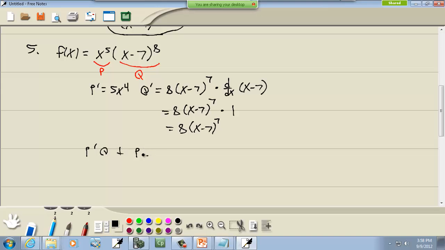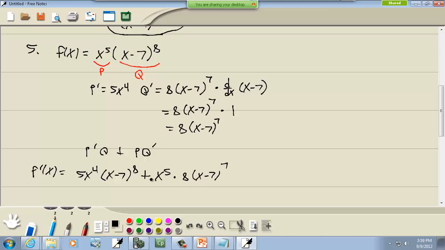Well, our product rule, we got p prime q plus pq prime. P prime is 5x to the 4th times q, which is (x minus 7) to the 8th, plus p, which is x to the 5th, times q prime, which is 8 (x minus 7) to the 7th. Now let me double check that. My eyes sometimes cross. Q is that. Okay, P is that. Q prime is that.